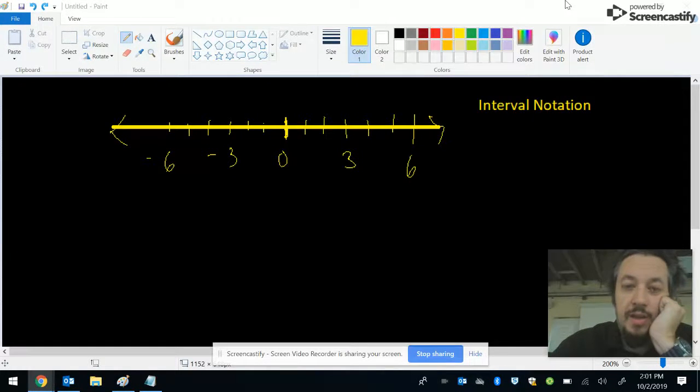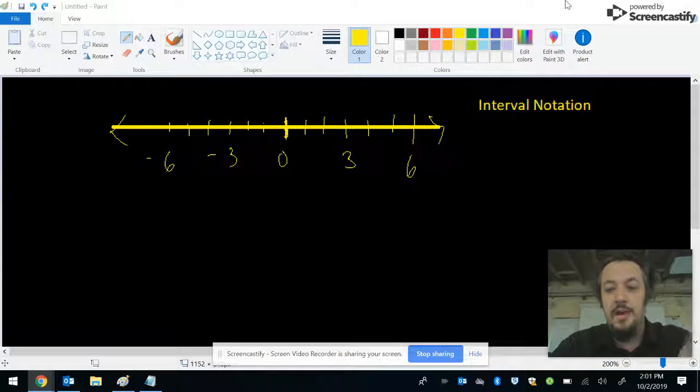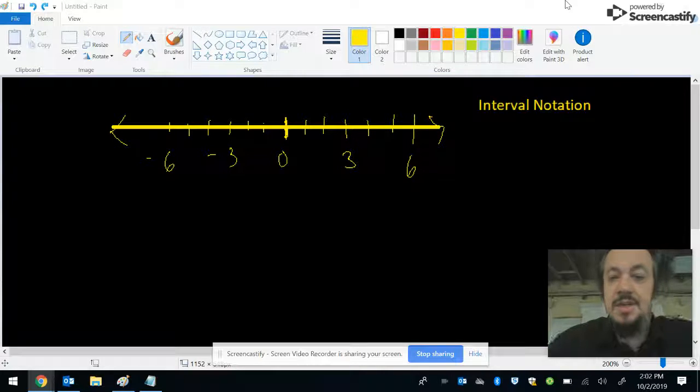Just a quick follow-up on the last video. Previously, we looked at the use of a double inequality and how to describe a double inequality using interval notation. This time, we're going to take what is ostensibly an easier concept, and we're going to talk about how to do that in interval notation.